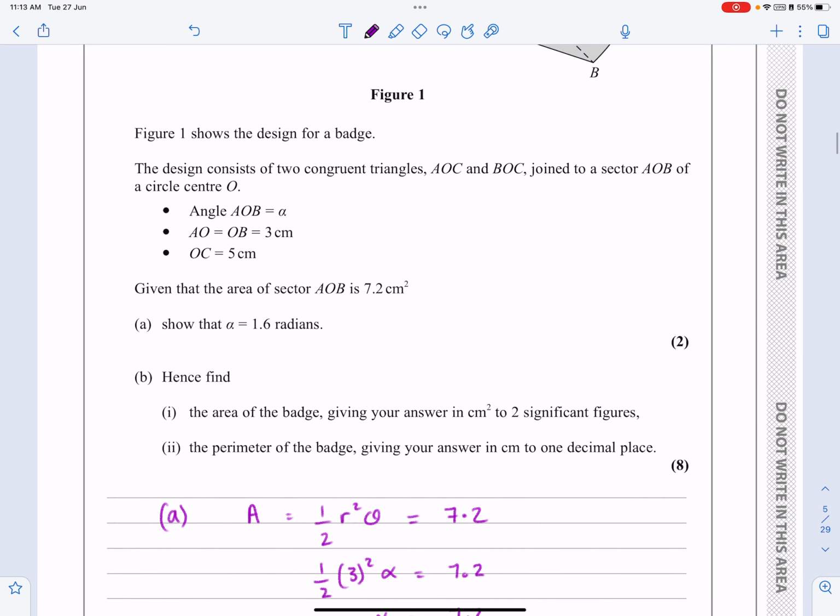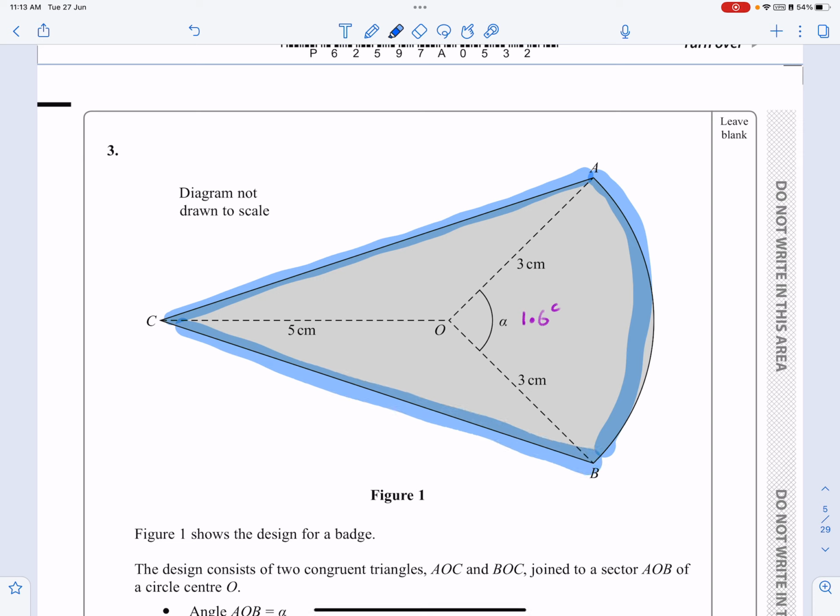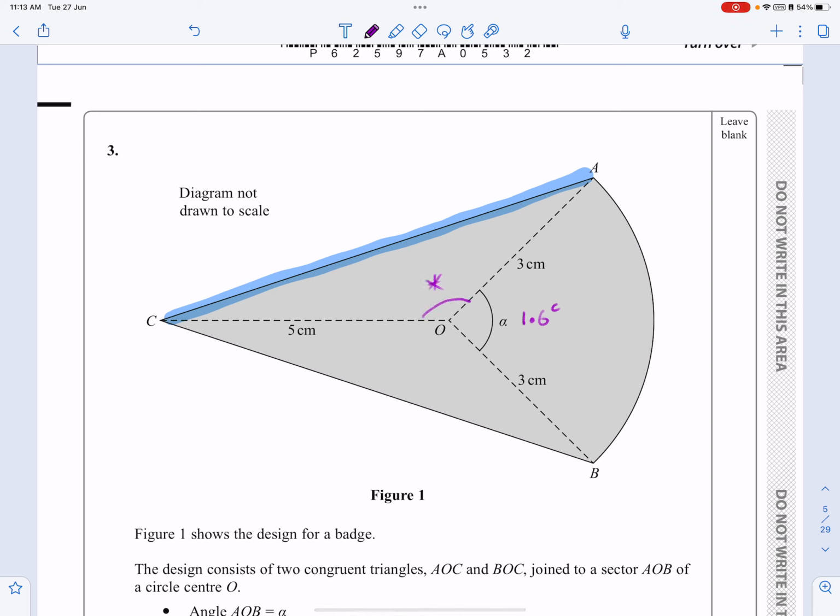B part 2 says work out the perimeter of the badge. So the perimeter of the badge is going to be this length, and this length. BC and AC are going to be the same as each other, congruent triangles. So in order to work out that length, I'm just going to use the cosine rule with this question now. I've got 1, 2, 3 in here, 2 sides and the angle in between them. So to work out that opposite side there is going to be using the cosine rule. So I'll do that and I'll work out AC.